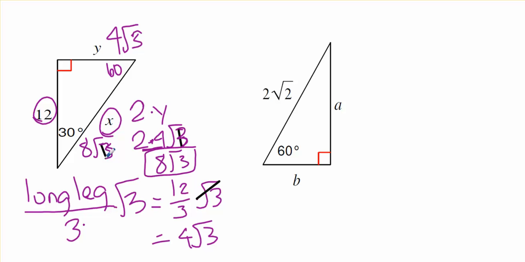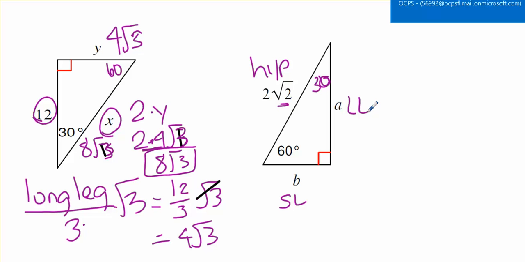Okay, this one is another 30, 60, 90. It's a little bit easier. Don't let the radical throw you off. This has a hypotenuse that is 2 times the square root of 2, a short leg that is b, and a long leg that is a. Whenever I know the hypotenuse or the short leg, I can always get the other one. So I know the hypotenuse, I just have to cut it in half to get the short leg.